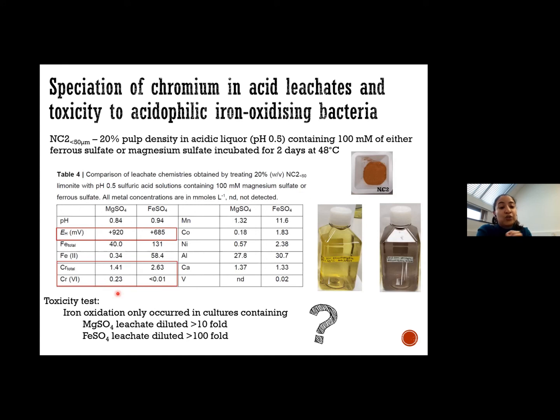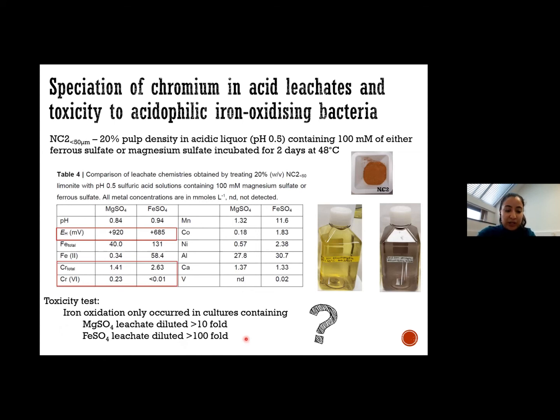What we wanted to do now was to try to oxidize biologically the remaining ferrous iron in these two leachates for our downstream processing. But then we reached a conundrum. We did a toxicity test. We wanted to see if acidophilic iron-oxidizing bacteria were able to oxidize the remaining ferrous iron in these two leachates. What we found is that with the magnesium extract, we tried these leachates the way they are, no oxidation whatsoever. So then we tried serial dilutions, and with the magnesium extract, diluting 10-fold or more, iron oxidation occurred. But the ferrous sulfate extract, we had to dilute 100-fold or more to see any signs of iron oxidation.